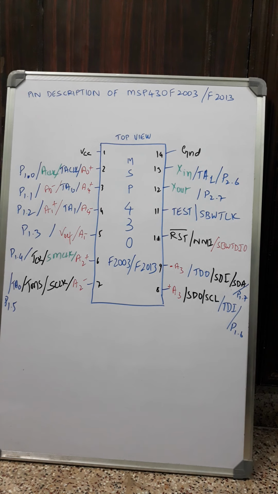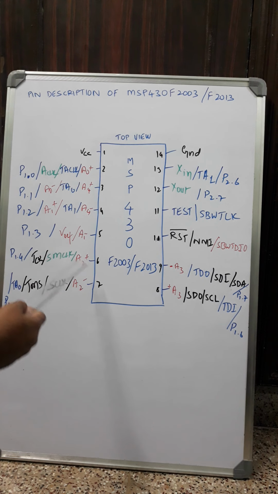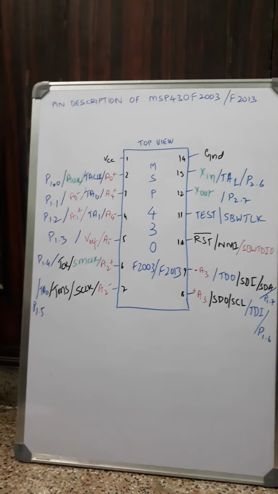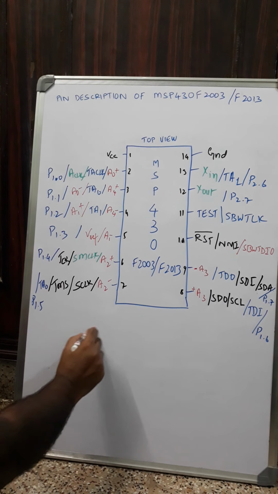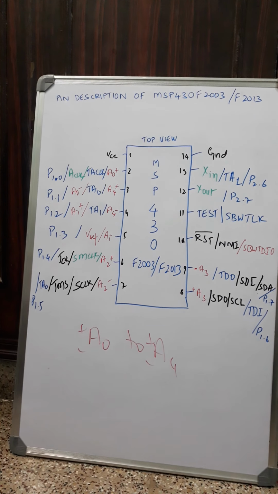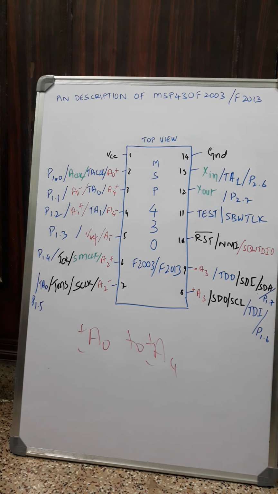Now we have got analog signals represented here, which are A0 plus, A0 minus, like that A1 plus and A1 minus, A4 plus and A4 minus, A3, A2. So you have got A0 plus or minus to A4 plus or minus. That means you have got 5 analog signals plus and minus, so totally 10 pins are utilized for the analog signals.